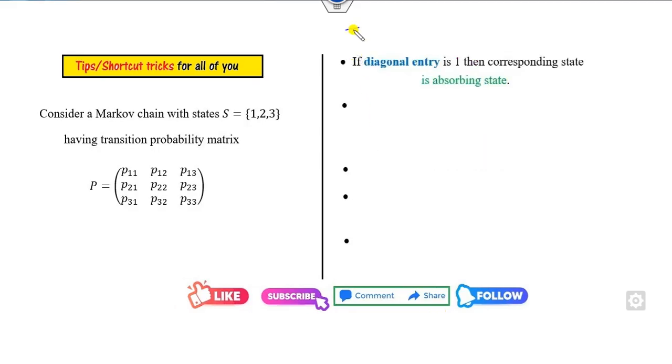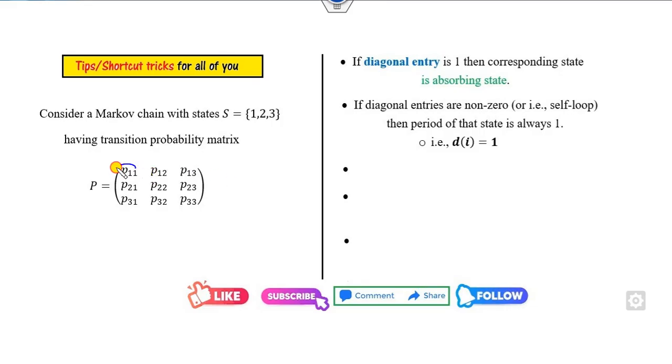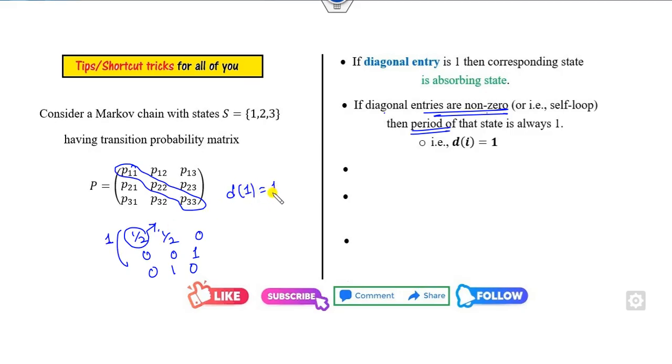The first shortcut tip: if any diagonal entry is 1, then the corresponding state is called an absorbing state. If all the diagonal entries are non-zero, then the period of that state is always 1. For example, if my Markov chain is 0 0 1, 1 0 0, clearly this is state 1, so the period of state 1 is 1.